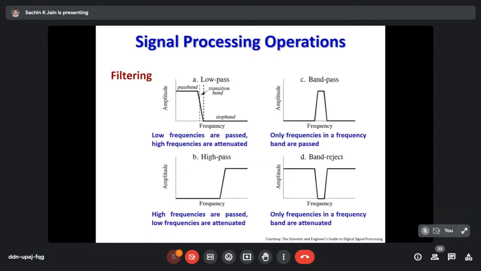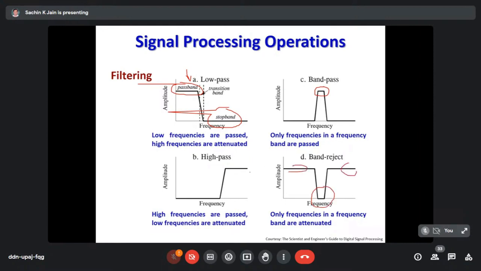These filters have been described here. In low pass, this is the pass band, the frequency range which will pass through the filter, and this is the range of frequency components which will be stopped, because low frequencies are carried through the low pass filter. In band pass, only a limited frequency range is passed. In band reject, limited frequencies are stopped, but the rest of the signal is passed.